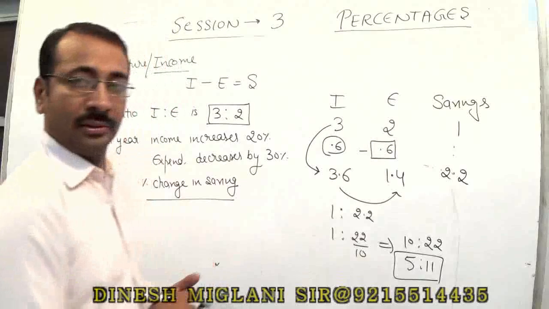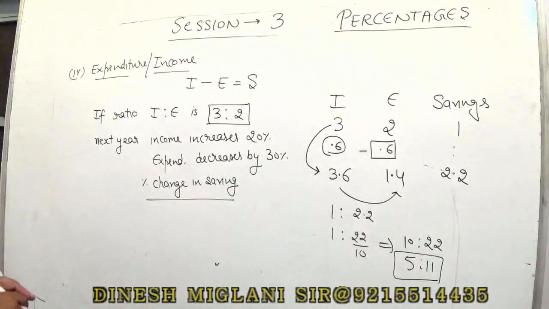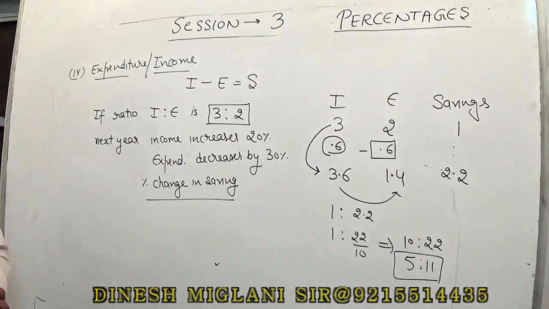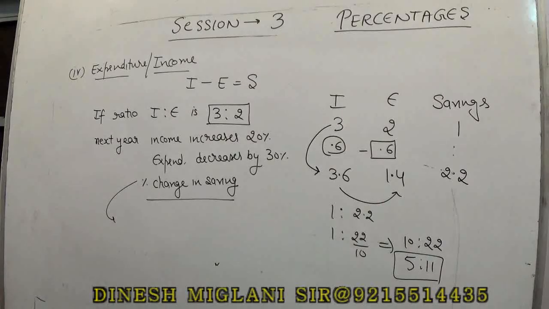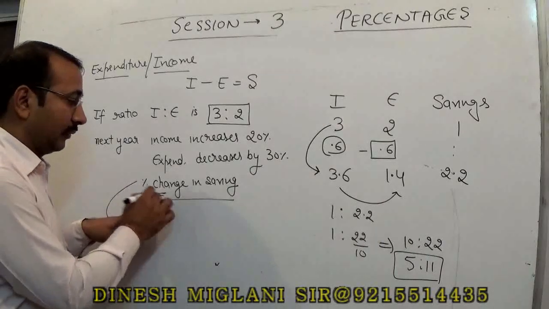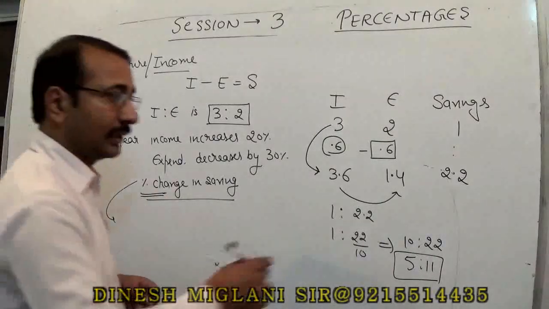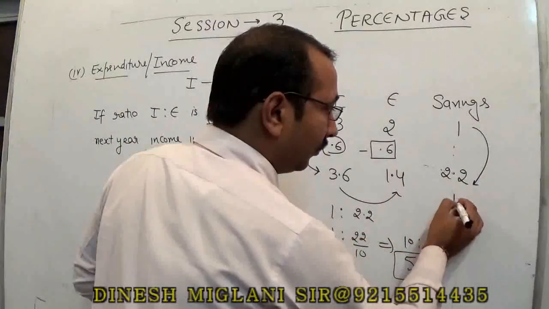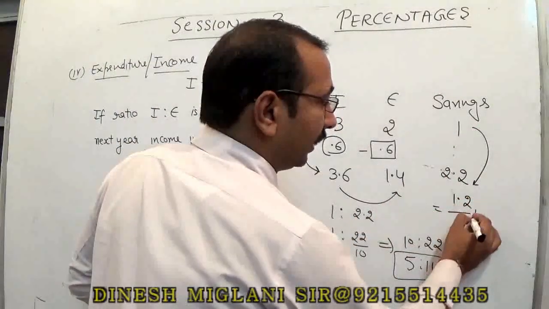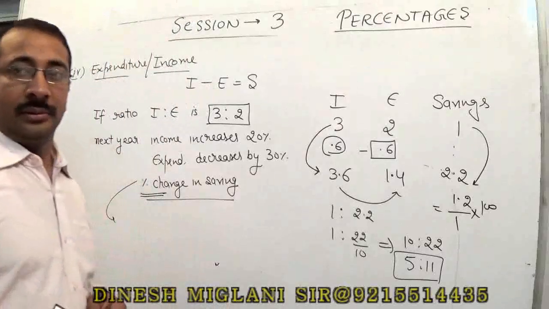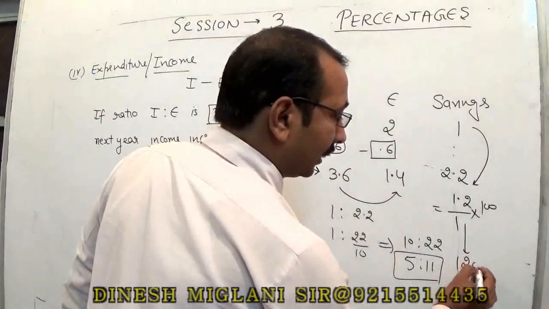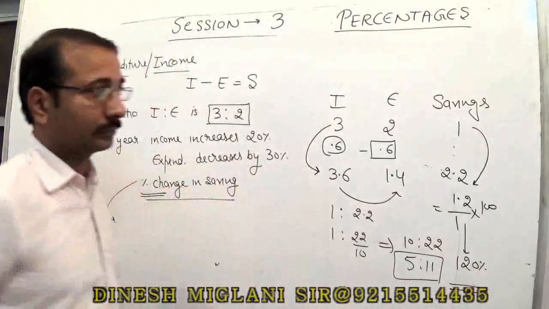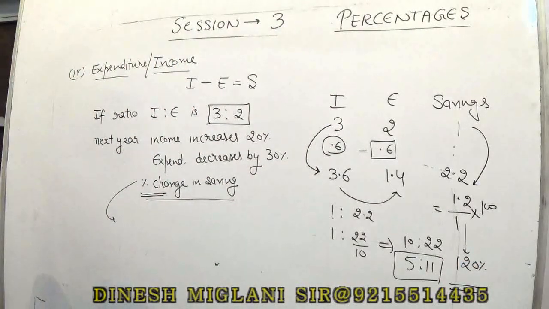That becomes our answer. So the ratio of savings is 5 to 11, if we have to find the ratio of the saving. On the other hand, in this question we have to find the percentage change in savings. So what is the change? 1.2. My original value was 1, so 1.2 divided by 1 into 100. The percentage change is 120%. That becomes our answer. Right?